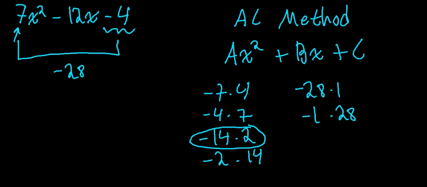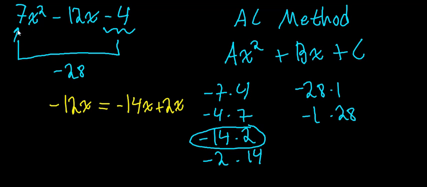So now, once we find factors of negative 28 that add up to negative 12, or in general, factors of a times c that add up to the b coefficient, we're going to rewrite the b coefficient using those factors. So in this case, we're going to rewrite negative 12x using negative 14x and 2x. So here's what I mean. Look at this. Negative 12x is equal to negative 14x plus 2x.